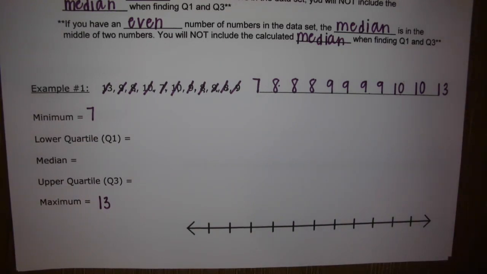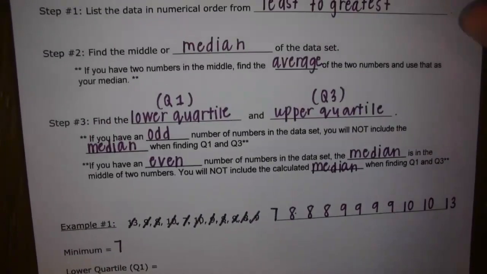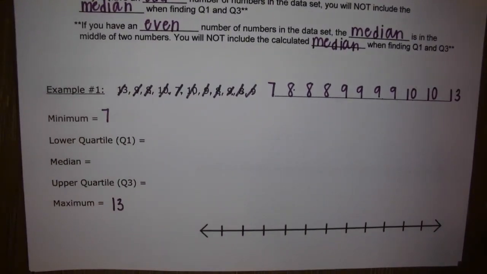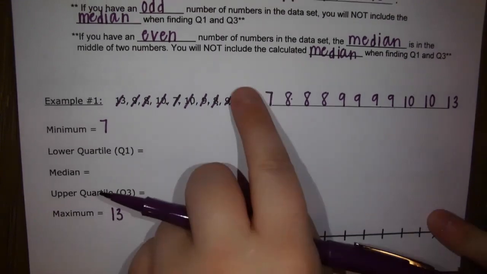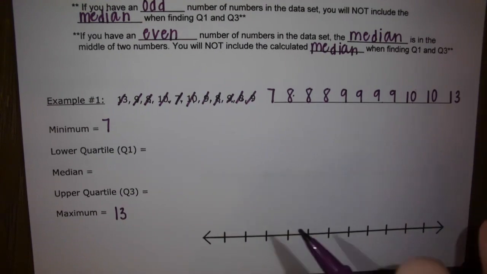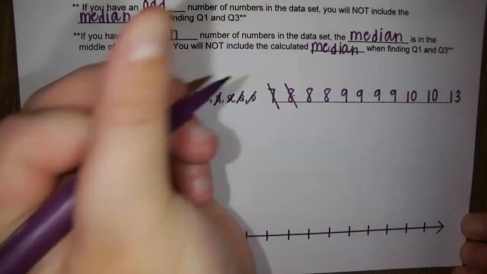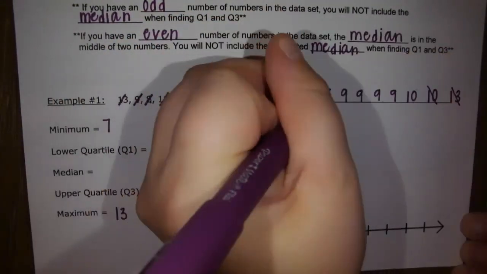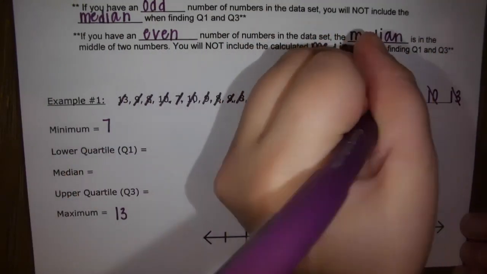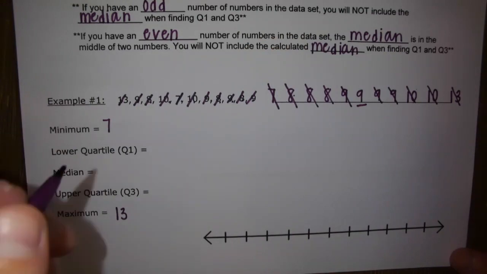So now what we're gonna do is focus on step 2, which asks us to find the median. So I always find my median by crossing off a lowest value and a highest value until I get to the center. Boom, my median is 9.